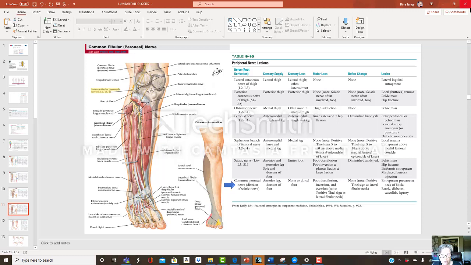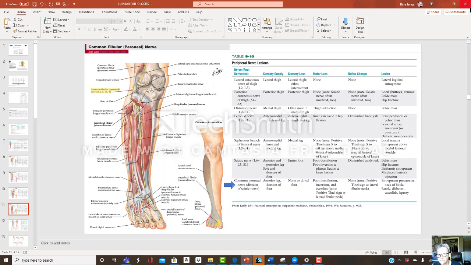Anterior leg and the top of the foot. Sensory loss, none, or dorsal foot, top of the foot. Motor loss, dorsiflexion, inversion, and eversion. Note, a positive Tinel sign at lateral fibular neck.